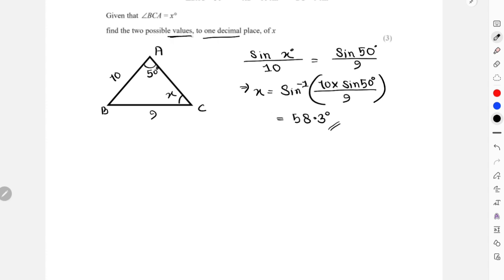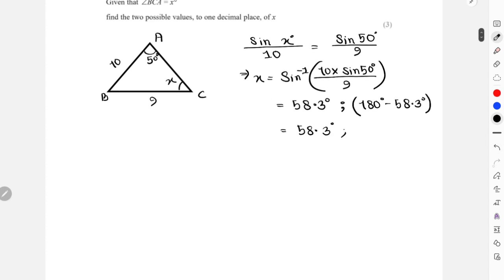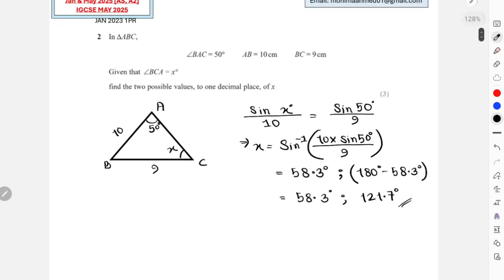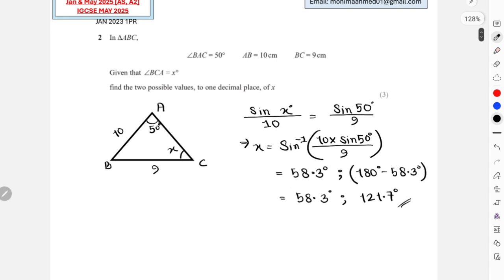Problem is they asked you to calculate the values. That means over here you also have to calculate the second value. This was the first value. For sine, the second value calculation is 180 minus 58.3 degrees. This first value was 58.3 degrees and the second value was 121.7 degrees. Okay, that is the value for your question 2.